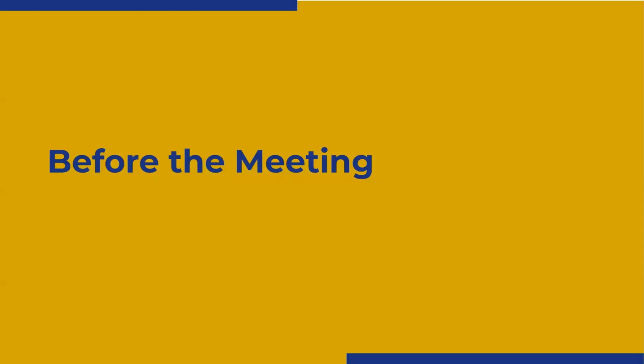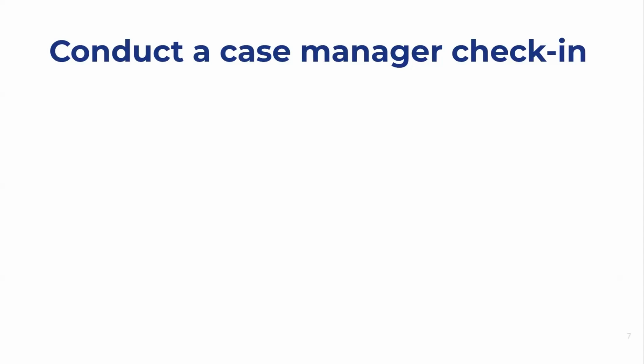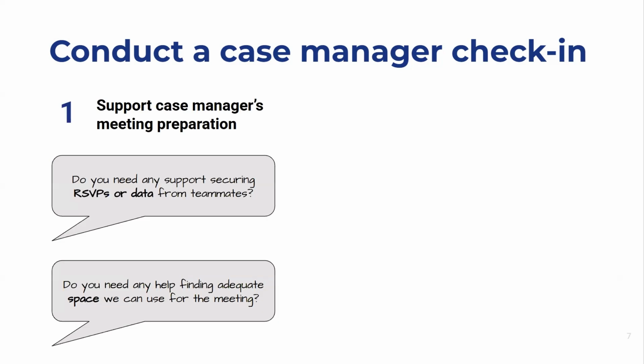Let's start before the actual meeting. One role and priority aligned action is to conduct a quick case manager check-in a few days before an IEP team meeting. One function of this check-in is supporting the special education teacher's preparation to facilitate an effective meeting. You can ask questions such as, do you need any support securing RSVPs or data from teammates? Or do you need any help finding adequate space that we can use for the meeting?